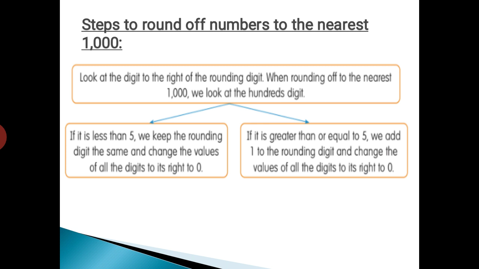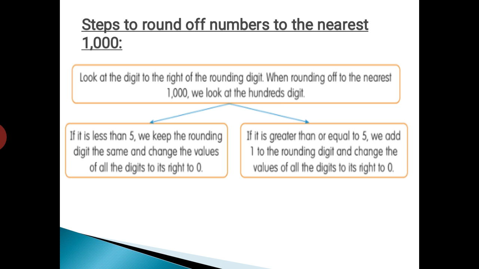So first, we have to look at the digit which we are rounding off. For example, whenever we are going to round off to the nearest 1000, we always look at the hundreds digit. It means the digit which is at the hundreds place. Yes, so if you are rounding off to the nearest 1000, first we'll see the digit which is at the hundreds place and not the 1000 digit.